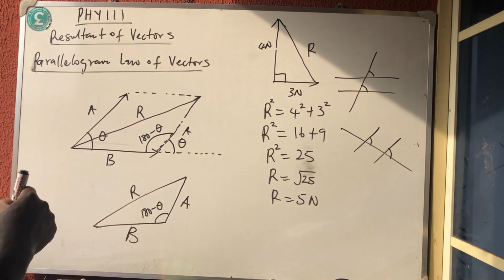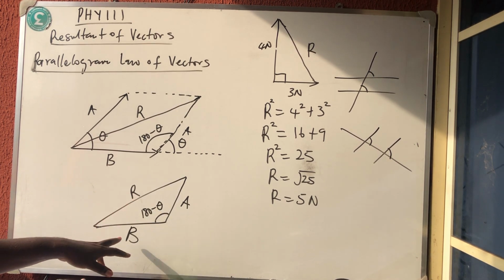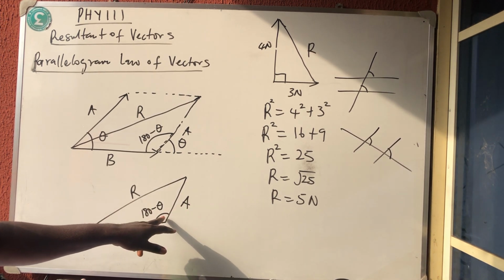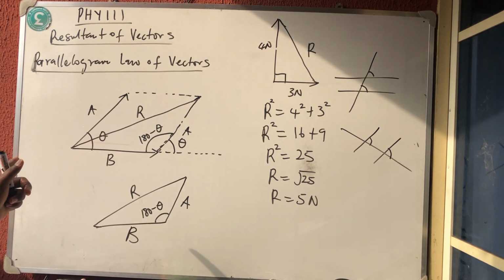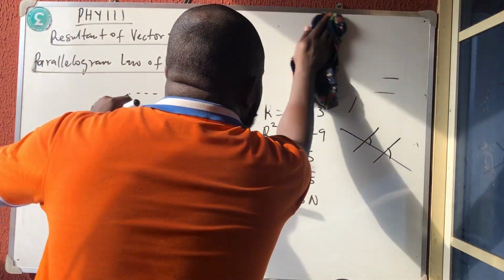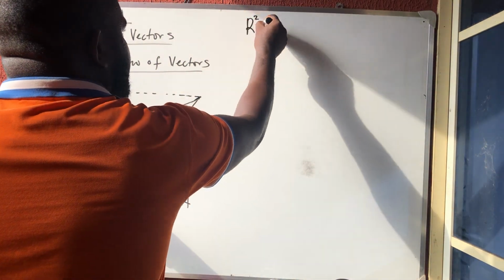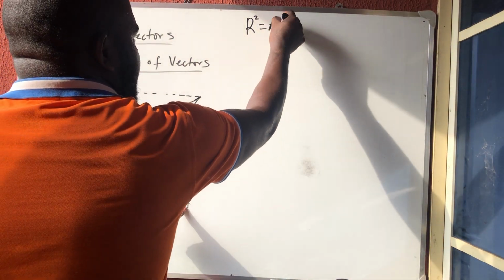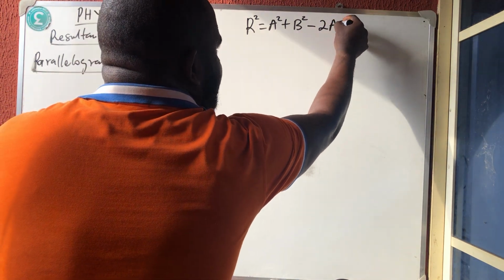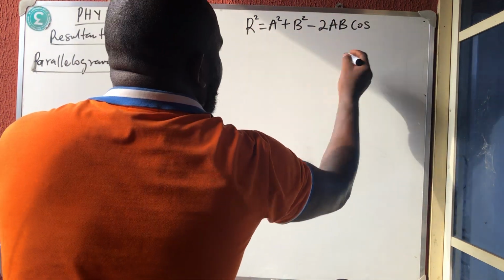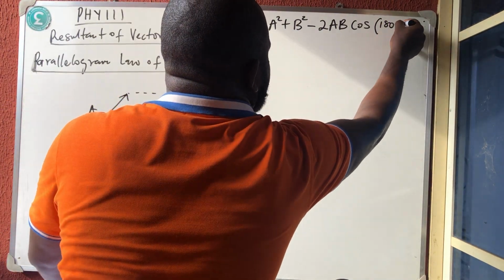Now, if you look at these two triangles, you can go to my video on trigonometry. If two sides are given with the angle in between, what we use is the cosine rule. I taught that in my trigonometry video. Using the cosine rule to find R, R squared is equal to A squared plus B squared minus 2 times A times B, then cos of the angle facing R, which is cos of 180 minus theta.